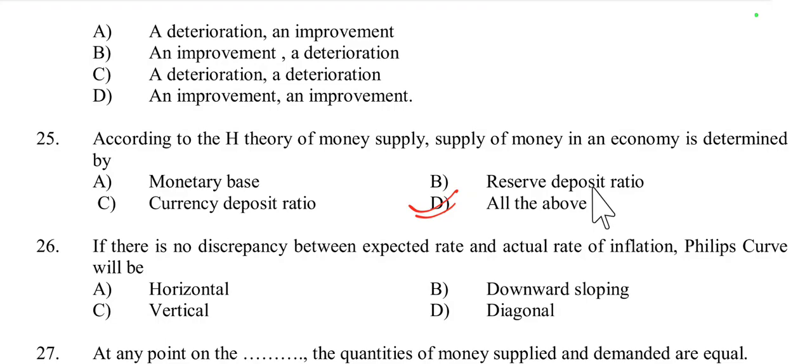Then reserve deposit ratio means the required reserve ratio set by the central bank. This is called the reserve deposit ratio, required reserve ratio. Then currency deposit ratio is the ratio of money held by the public in currency to that they hold in bank deposit. So all of these are included in the high powered money supply of money in an economy. So all of these are right.